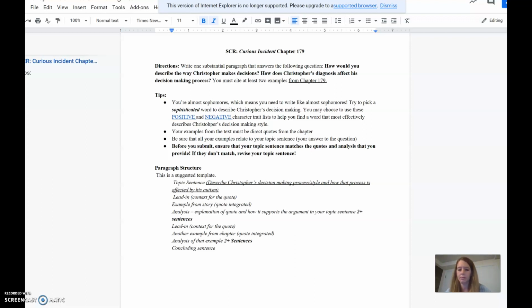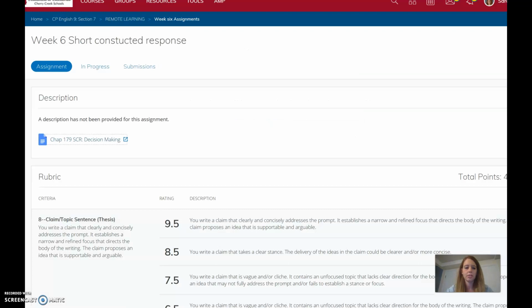You guys are almost sophomores, and so I expect that sophisticated level of thinking and to not really need me to hold your hand as far as what goes into these paragraphs. It's just one paragraph and there's 8 elements to it if you were to count those all out. Okay, so quiz and then this short constructed response for chapter 179. I've been going over the reading schedule with you, so I will do that with you really fast just to make sure that we're all on the same page for what you're doing.